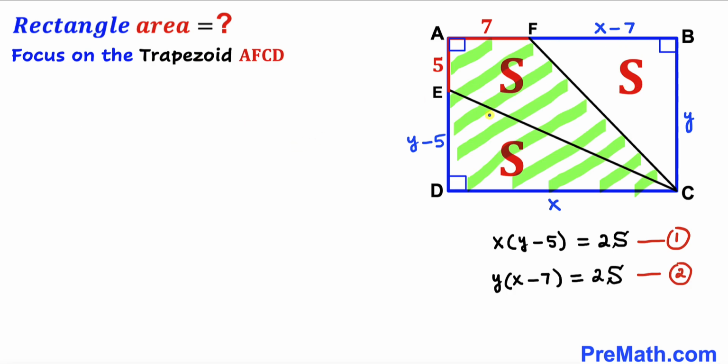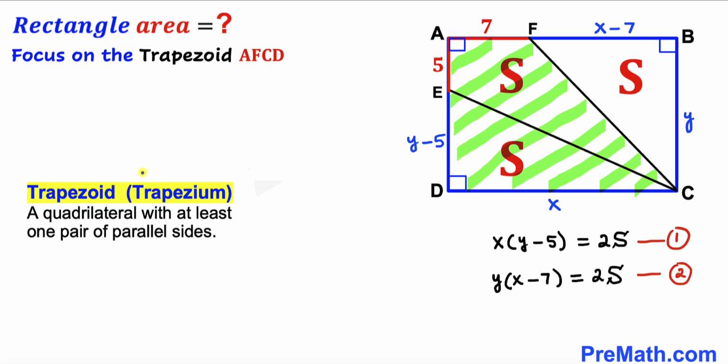And now let's focus on this trapezoid AFCD. And now let's recall the definition of a trapezoid. Sometimes we call it a trapezium, a quadrilateral with at least one pair of parallel sides. As you can see in our given trapezoid AFCD, these two sides are parallel to each other.